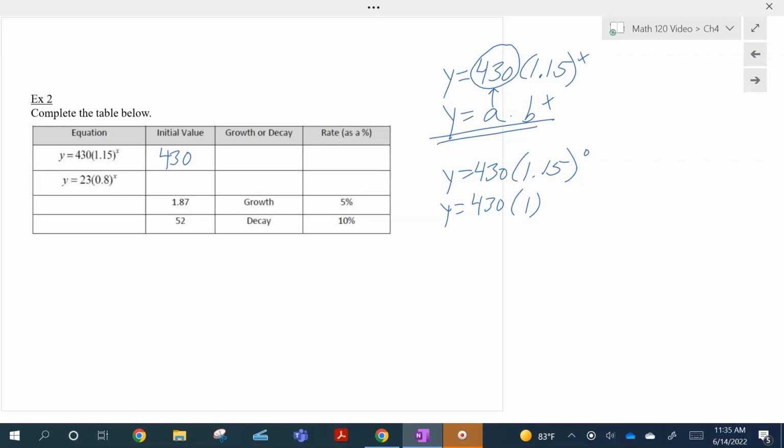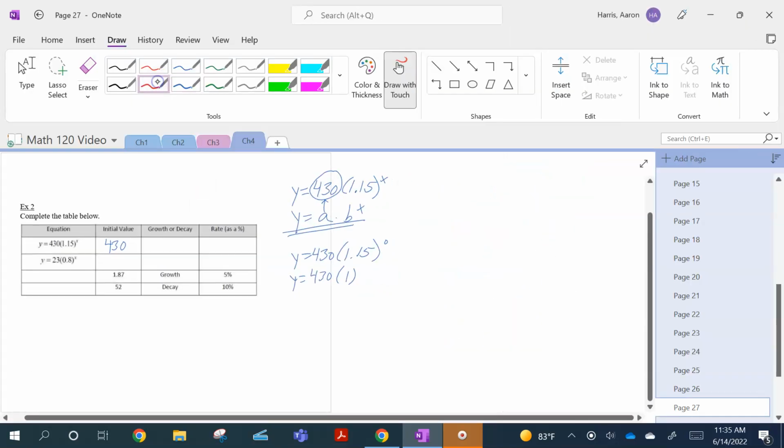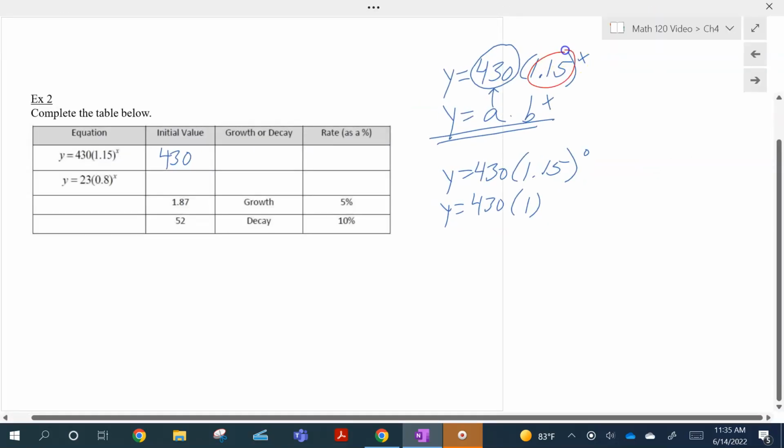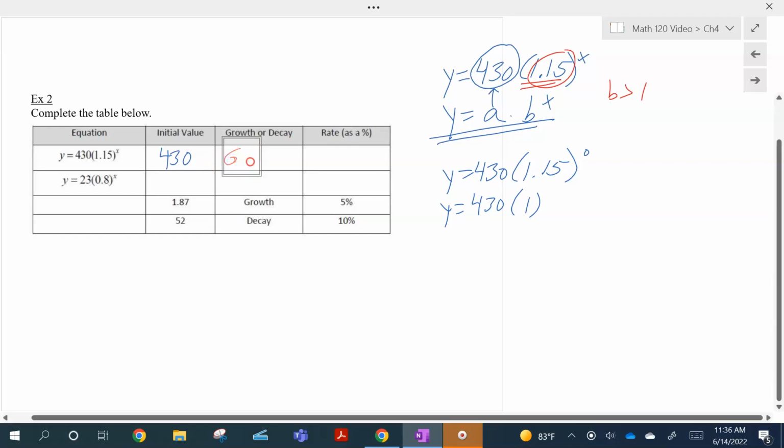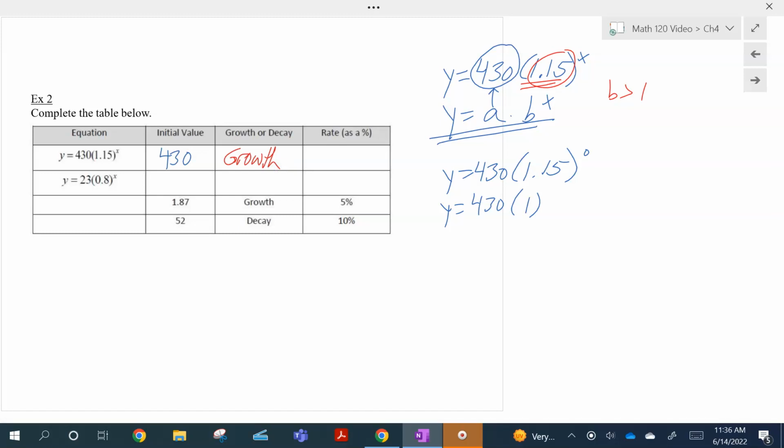Now, is it exponential growth or decay? So now I'm looking at this b value, the 1.15. Since b is greater than 1, it's going to be exponential growth. And now, what's the rate? Well, since it's bigger than 1, with 430 times 1.15 to the x, how much bigger than 1 is it?